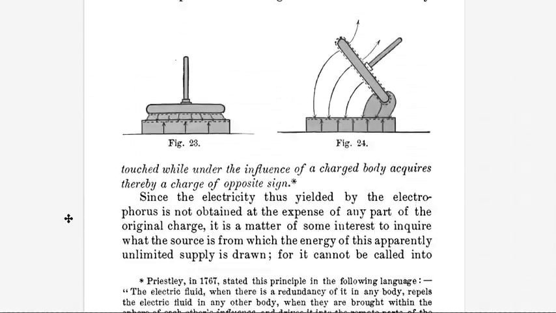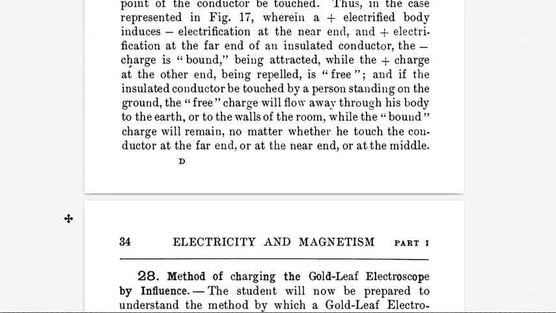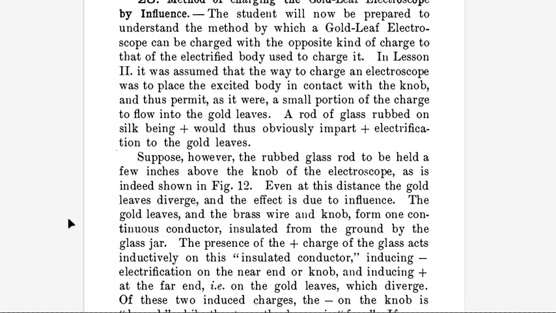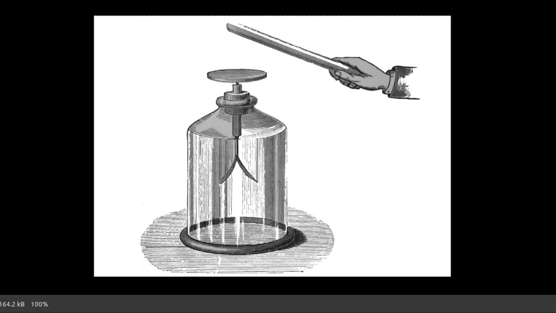28. Method of charging the gold leaf electroscope by influence. The student will now be prepared to understand the method by which a gold leaf electroscope can be charged with the opposite kind of charge to that of the electrified body used to charge it. In Lesson 2, it was assumed that the way to charge an electroscope was to place the excited body in contact with the knob, and thus permit, as it were, a small portion of the charge to flow into the gold leaves. A rod of glass rubbed on silk being plus would thus obviously impart plus electrification to the gold leaves. Suppose, however, the rubbed glass rod to be held a few inches above the knob of the electroscope, as is indeed shown in Figure 12.